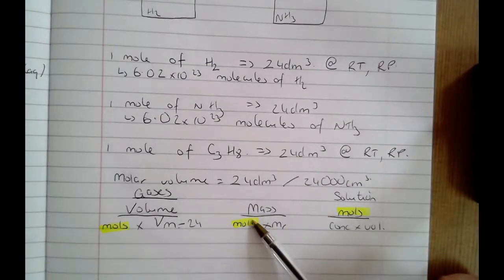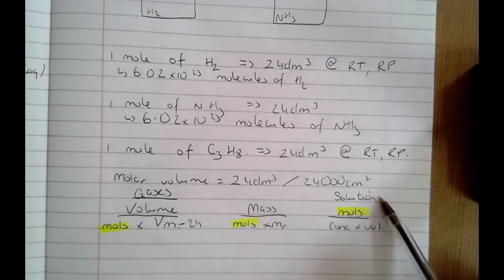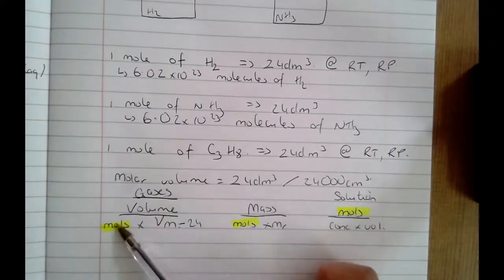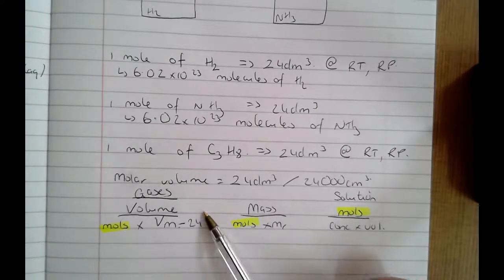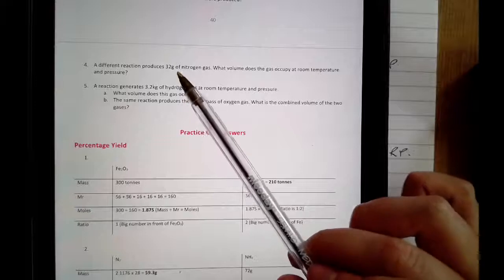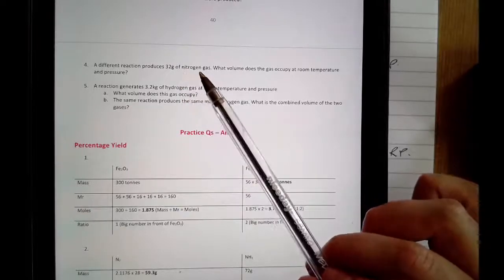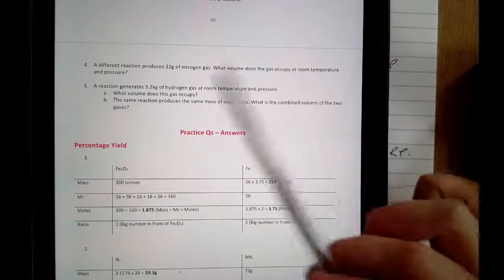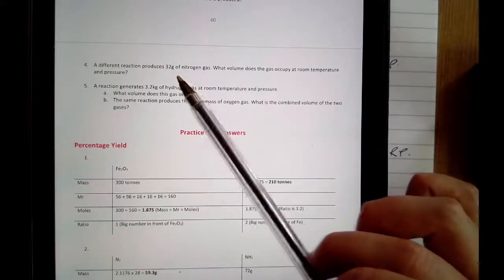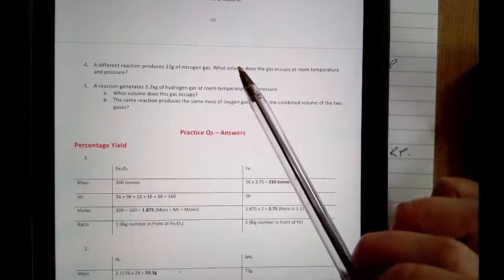They're talking about a gas, carbon dioxide, not a solution, and they haven't given me a concentration. So I'm not going to go over here. I'm going to go over to this triangle. I've just found moles. I multiply by 24 and I find my volume. A different reaction, so I've given you a different mass of a gas. Again, you're going to do the same thing. You're going to find the moles of nitrogen gas. Once you've got moles, you multiply by 24, it gives you the volume.